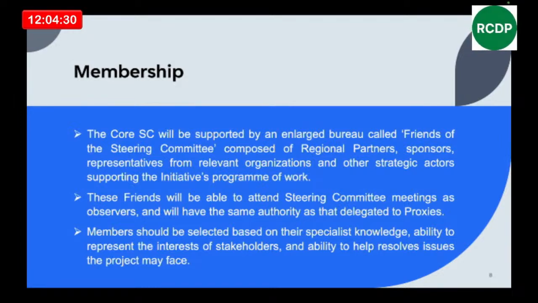And these friends will be able to attend the steering committee meetings as observers, and will have the same authority as that delegated to proxies. So the members of the steering committee should be selected on the basis of their specialist knowledge, ability to represent the interests of stakeholders, and ability to help resolve the issues the project might face.